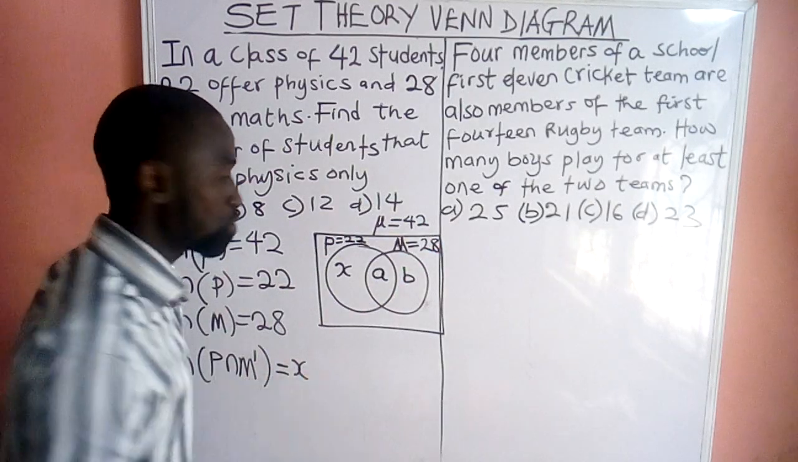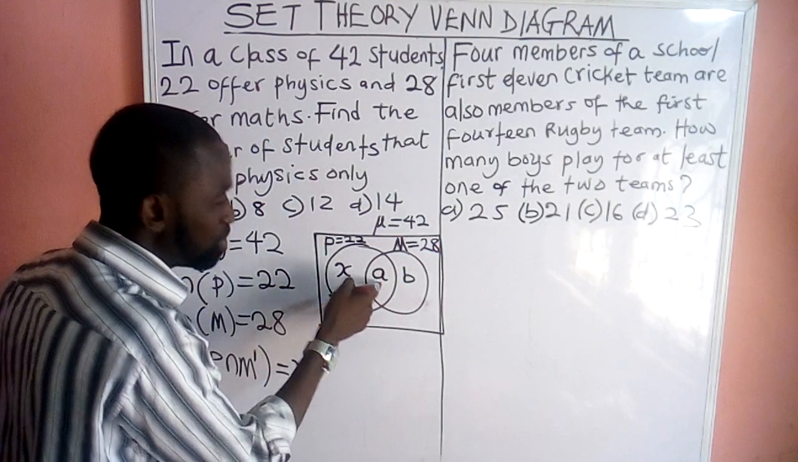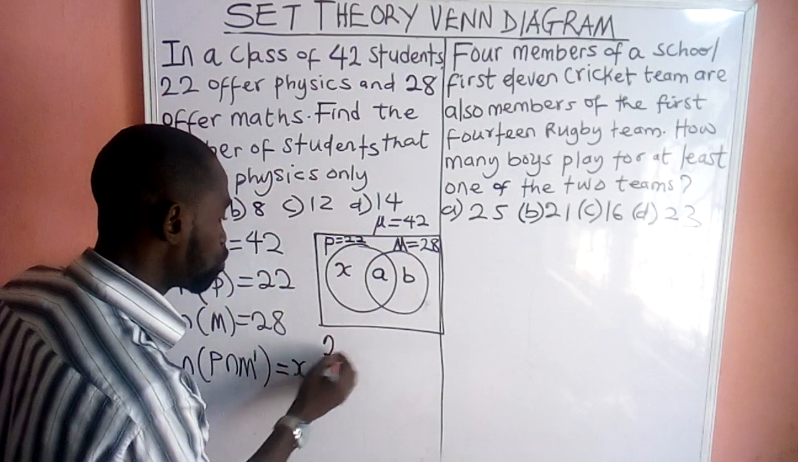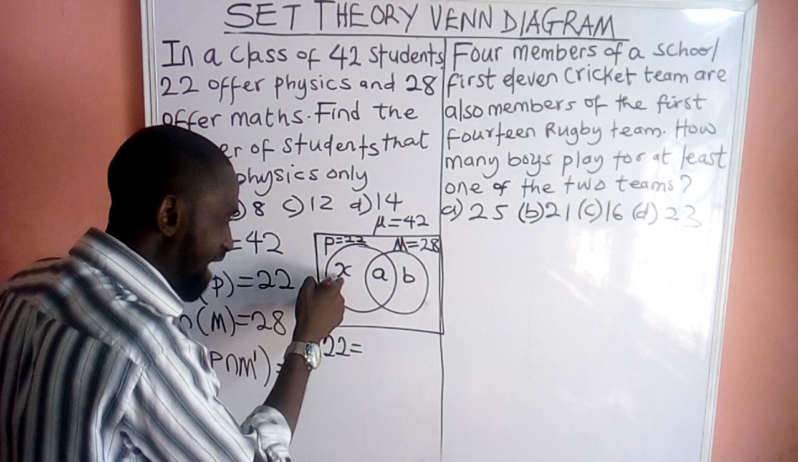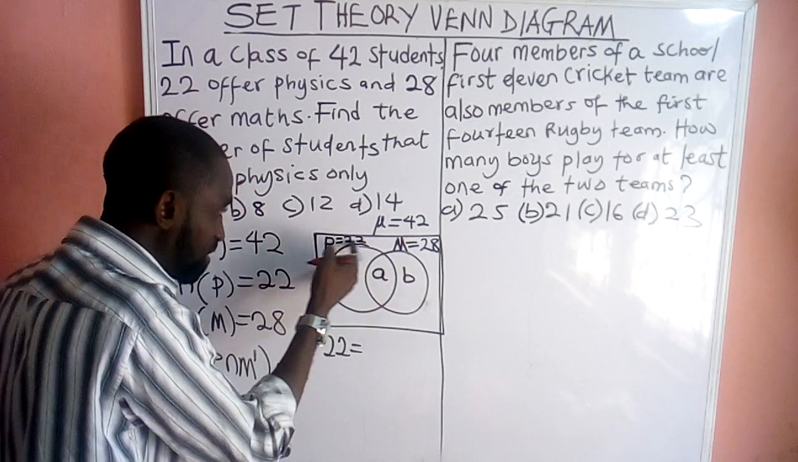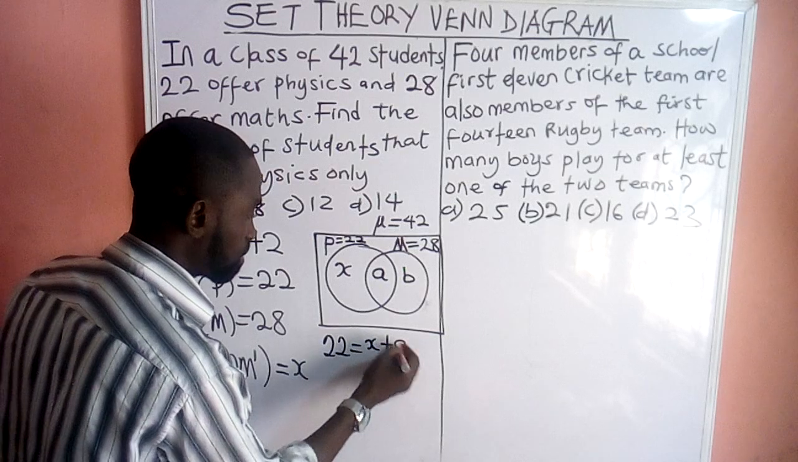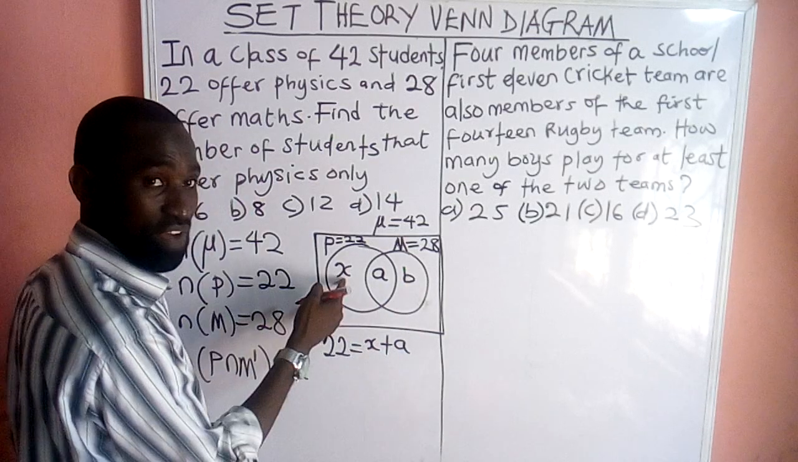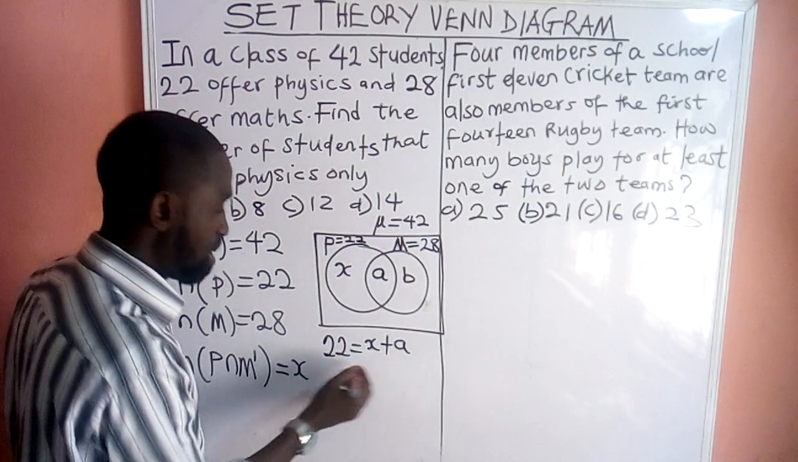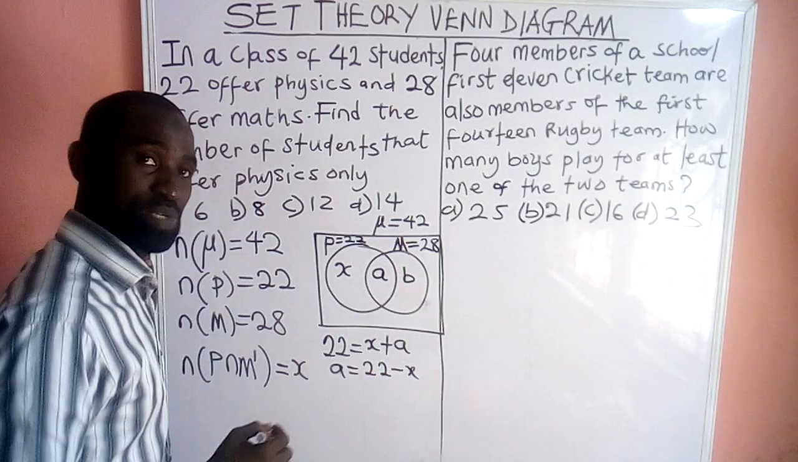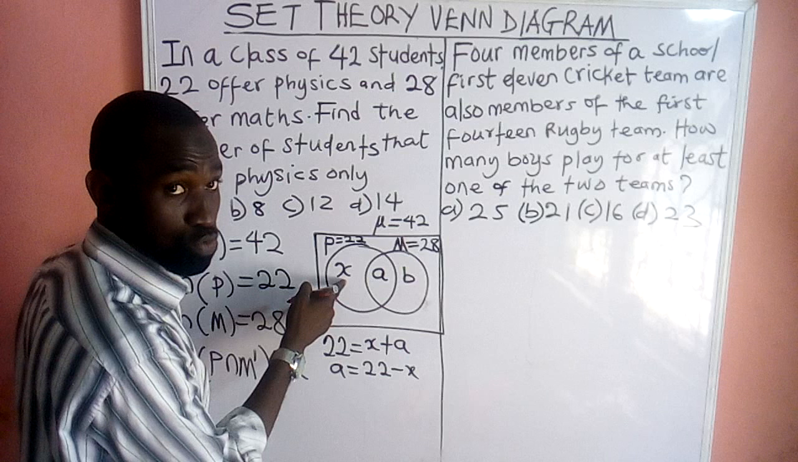Am I communicating, class? Let me make a in the form of x. From here, 22 will be equal to s plus a, because everything here is for this 22. So what will be a in the form of x? Make a the subject of the formula. Our a will be equal to 22 minus x. So this place is 22 minus x.